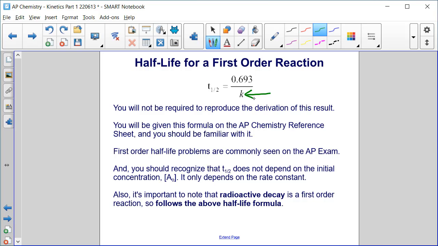Also, it's important to note that radioactive decay is a first-order reaction, so it follows the above half-life formula. So if you're answering a question on the AP exam related to radioactive decay, this same half-life equation applies.